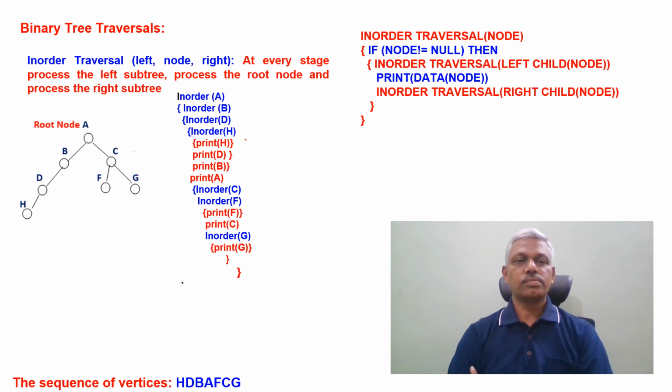Then visit the node B. Then go to the right subtree of B, null. So this completes the left subtree of A, and we visit the node A, then go to the right subtree. So the sequence in which we visit the vertices is: starting at A, left subtree B, left subtree of B is D, left subtree of D is H. So print H, print D, print B, print A, then go to the right subtree C, and its left subtree, F. There are no left and right subtrees of F, so print F, then print C, print G. This is the sequence in which we traverse.